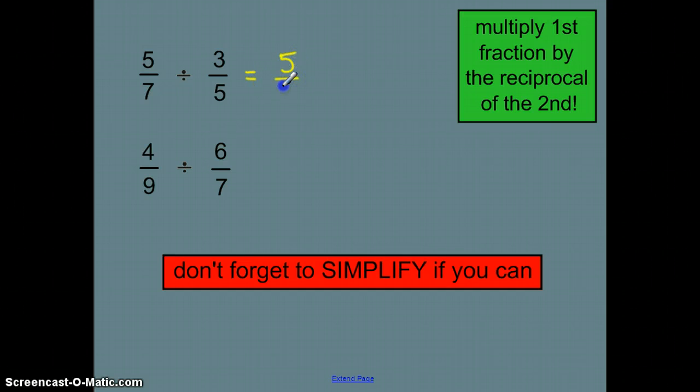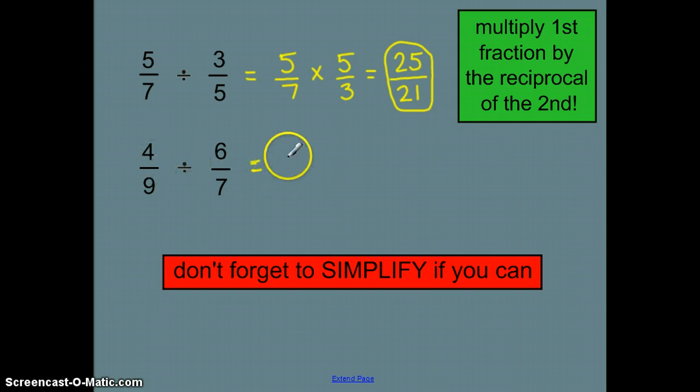So 5/7 gets multiplied by 5/3, because that's the reciprocal of 3/5. Then I multiply across the numerators, 25. Multiply across the denominators, 21. There aren't any numbers that go into both 25 and 21 evenly, so this fraction is in lowest terms, and it's our answer. For our last problem, we will do the same thing.